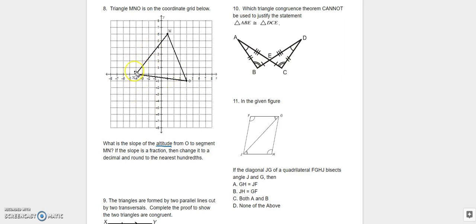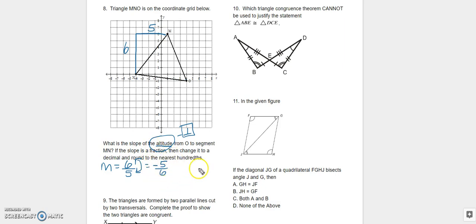So what would help me with this problem is to find the slope of MN. So I'm going to do the rise over run. So I'm going to count 1, 2, 3, 4, 5, 6. And to the right, 1, 2, 3, 4, 5. Okay, so my slope of MN is 6 over 5. And since the altitude means it's perpendicular, and this is the symbol for perpendicular, that means I need to flip it and take the opposite sign, which is going to be -5/6. Well, that answers the question because it says, what is the slope of the altitude?